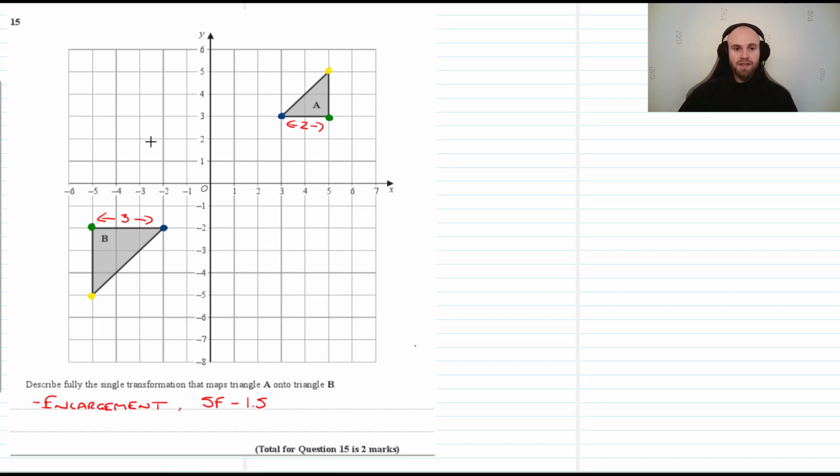So now all that's left is to find the center of enlargement. I've deliberately put some colors on these triangles because these are the corresponding corners of the triangle. So for example, you have the blue with the blue, the green with the green, the yellow with the yellow. And all we have to do is join up these points with a straight line. So I'm going to go from yellow to yellow. And I'm going to go from green to green. And can you see if I put this in red here, we have this point here. And this point here is the center of enlargement.